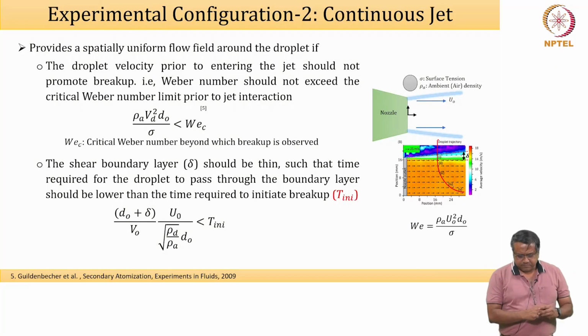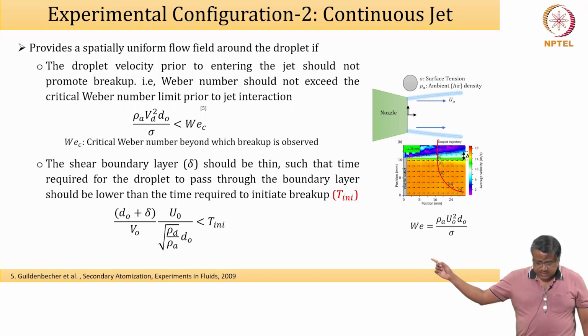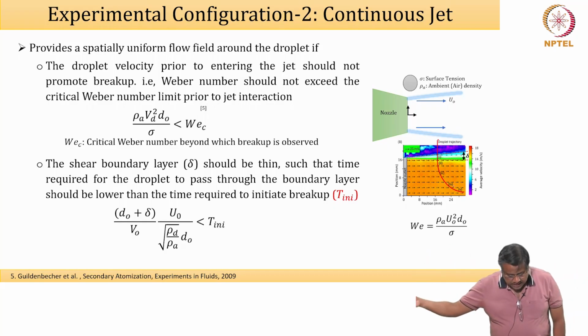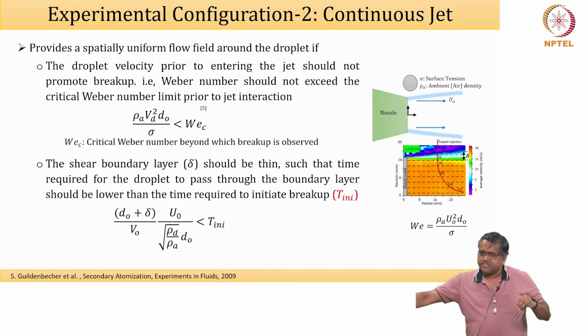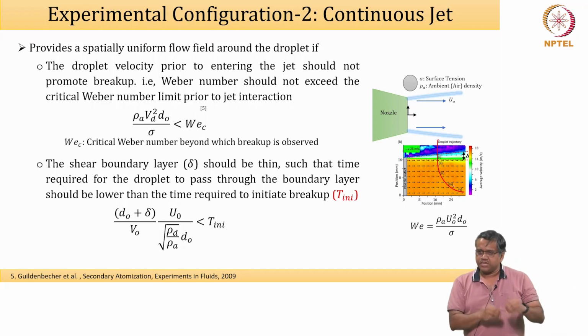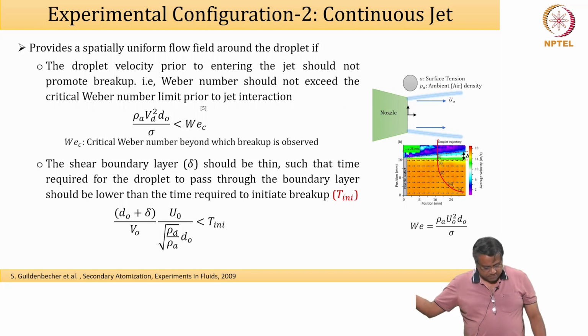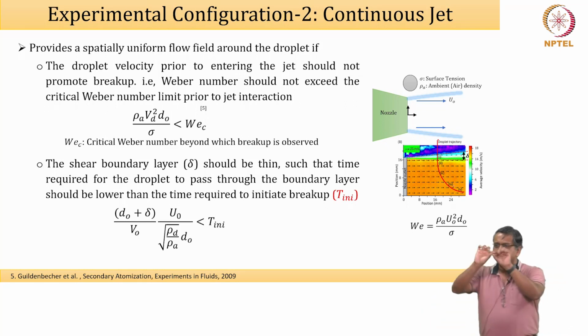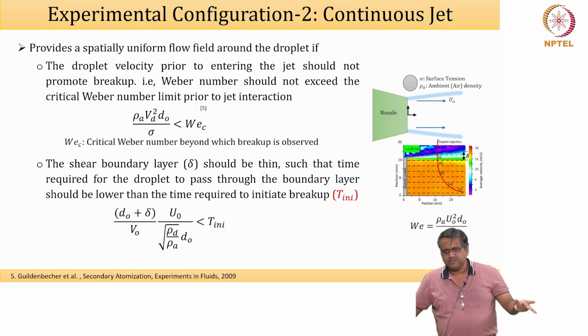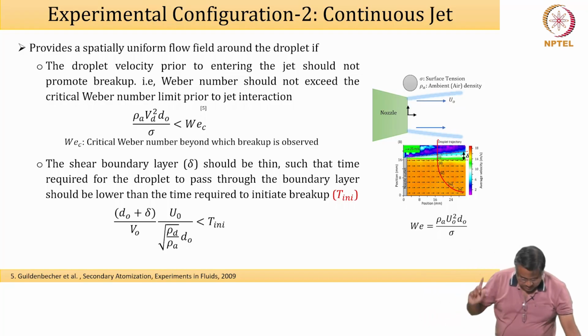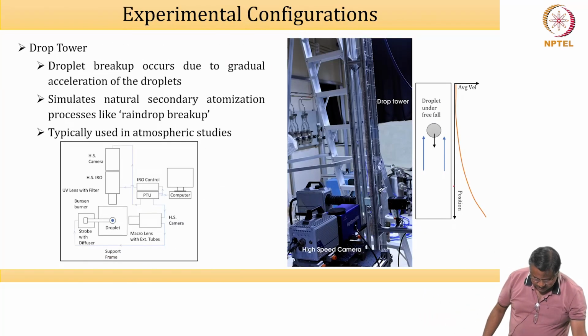And here, of course, as I said earlier, the key parameter is that the droplet velocity before it enters the stream has to be sufficiently lower than the critical Weber number of breakup, and the shear layer has to be thin enough so that the droplet passes through the whole thing without getting atomized, right? Okay, so these are the two things that you should keep in mind.